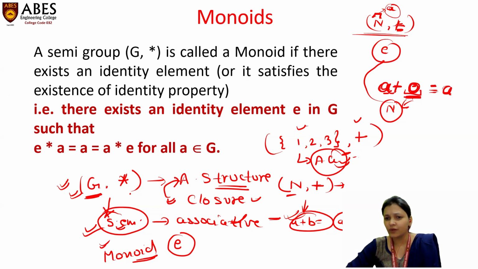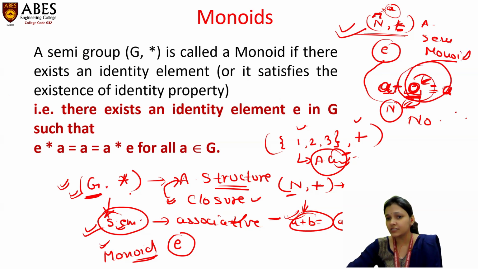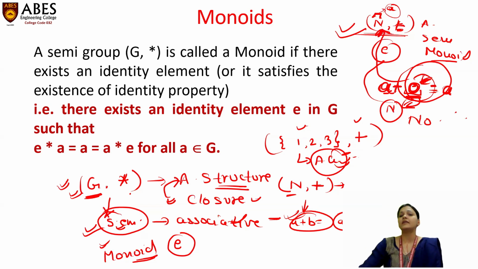So is 0 a natural number? No, 0 is not a natural number. So this is not a monoid. Clear? This is an algebraic structure. This is a semigroup, but this is not a monoid because 0 is the identity element for this structure and 0 is not in this set. So the identity element does not exist.